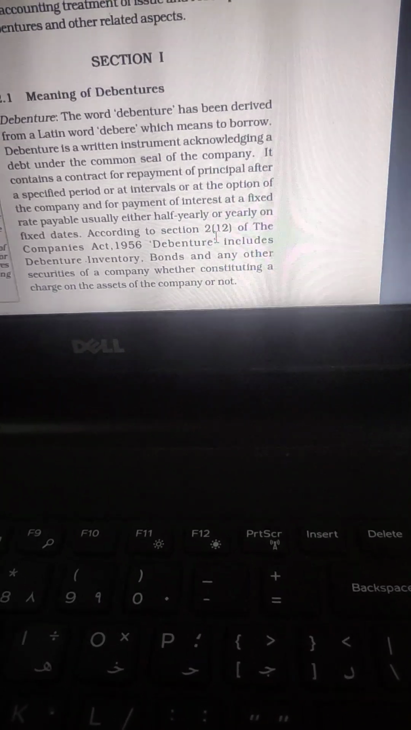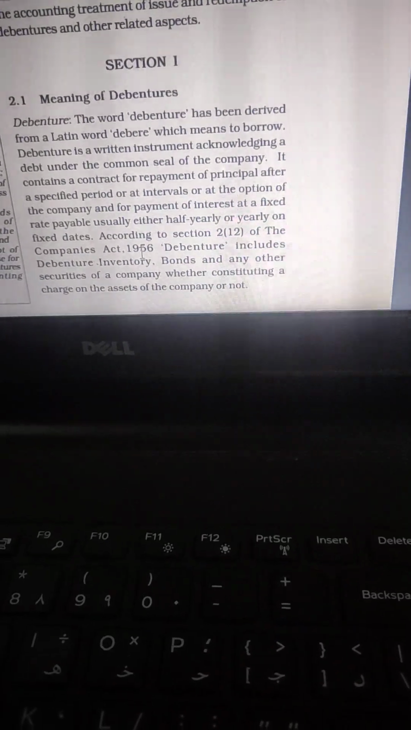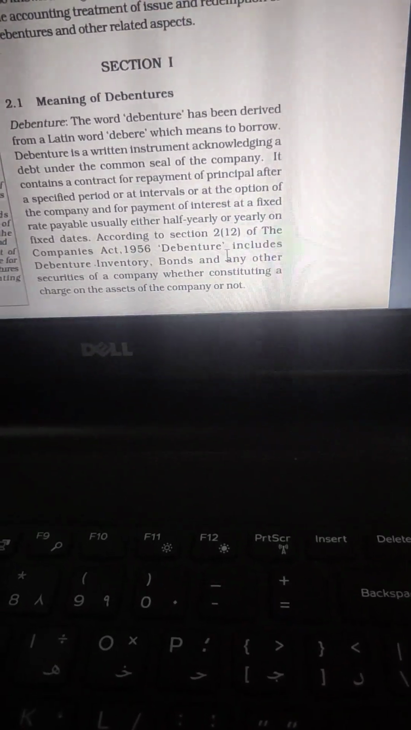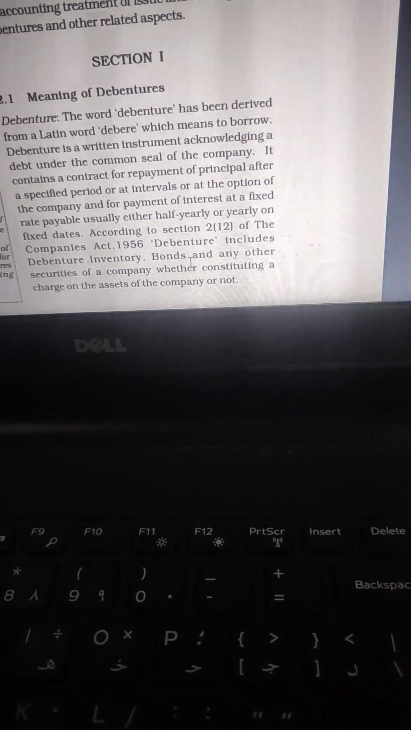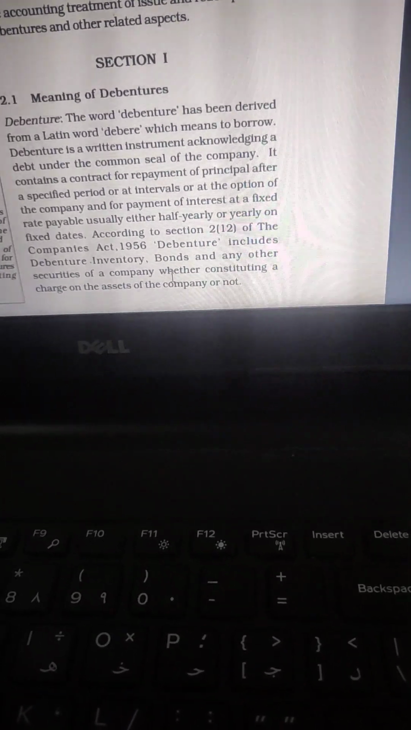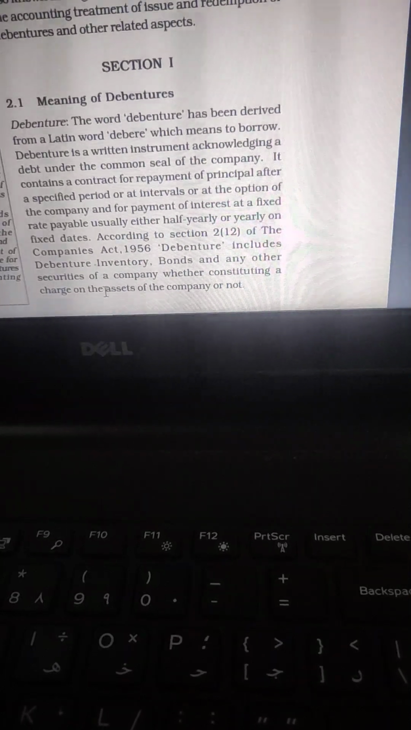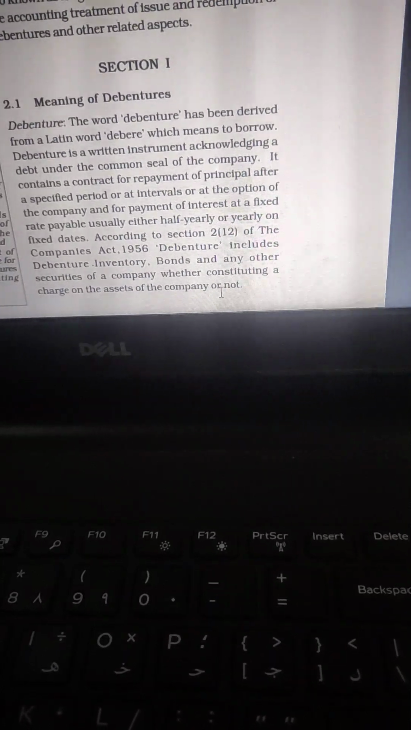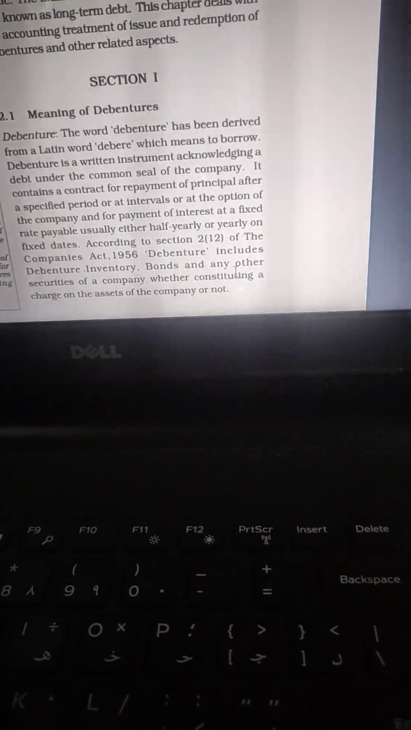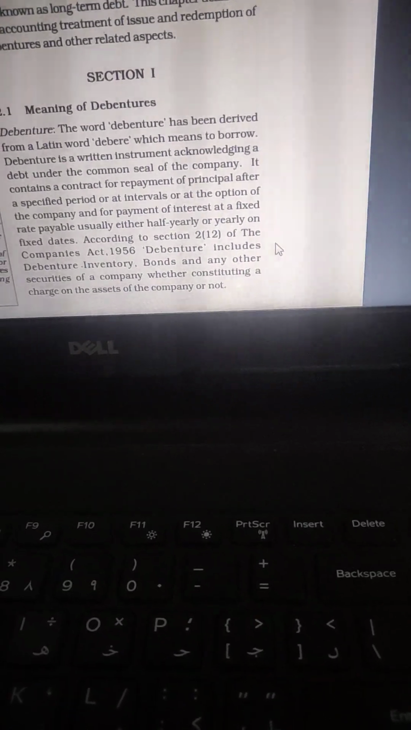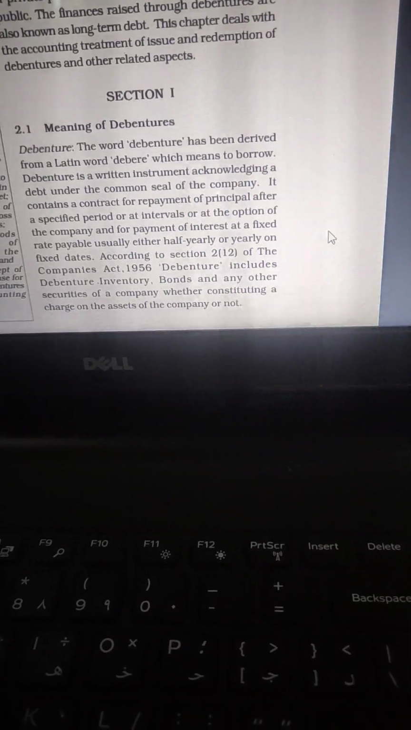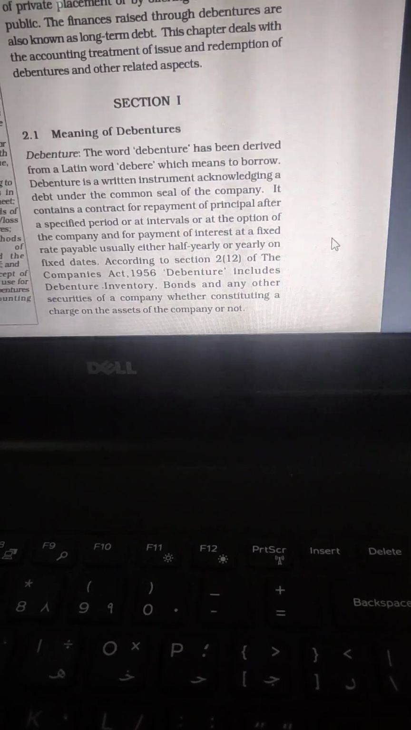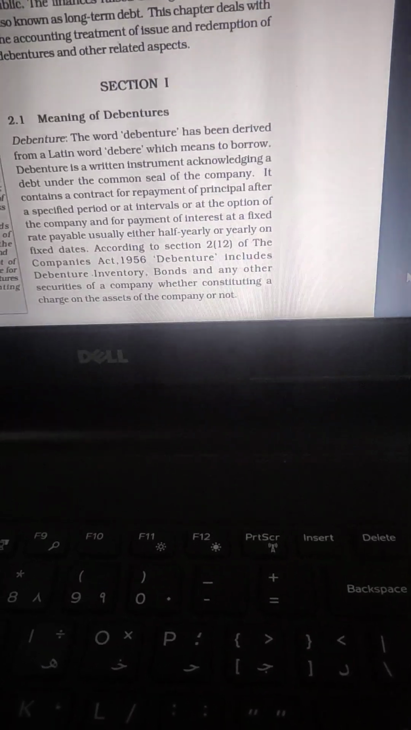According to section 212 of the Companies Act 1956, debenture includes debenture stock, bonds and other securities of a company, whether constituting a charge on the assets of the company or not. Constituting a charge on the assets of the company means that if repayment of the debt is not made on the specified date, the amount of debt can be collected from the company property.